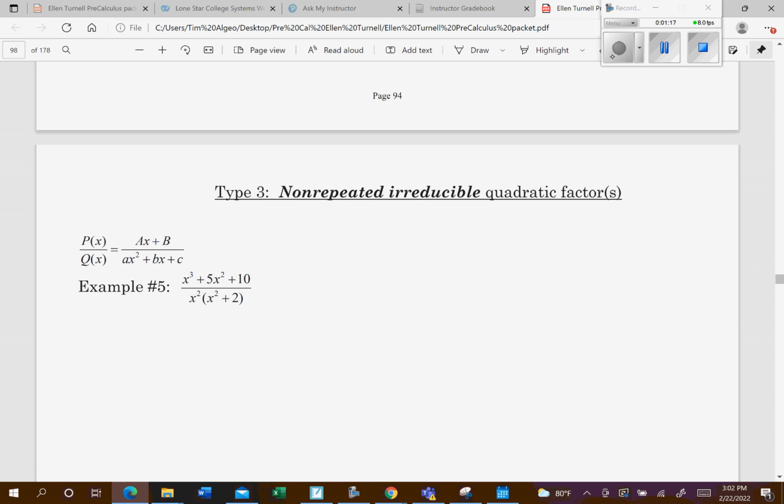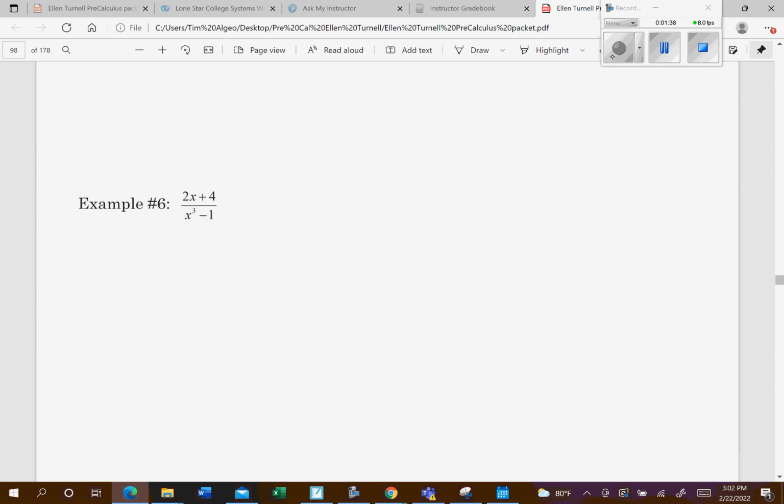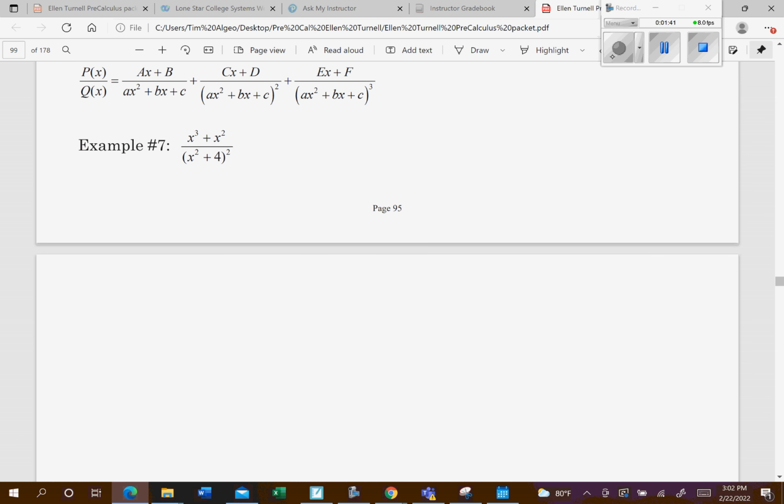So the non-repeating. See the x squared plus 2, that's a quadratic factor because it has the x squared. And so I can't break that apart into multiple factors, and it's not reducible. And then let's look at the repeated one. The only difference is now I've got the power on the outside. So I've got that quadratic factor twice: the x squared plus 4 and then x squared plus 4 again because of the power of 2.